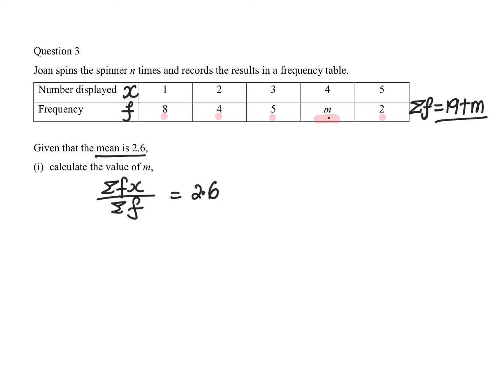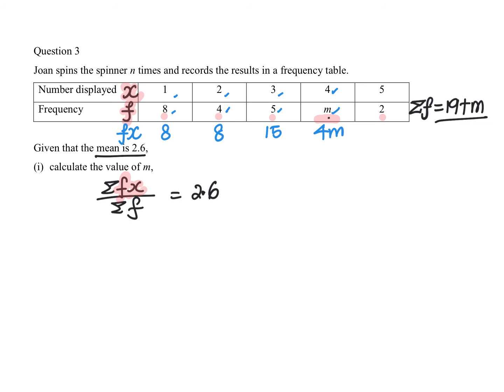So the next value I need to find is f times x, the frequency times the data value. I need to find the total. In this case, I will draw one more column at the bottom and one more row at the bottom for f times x. So 1 times 8 gives me 8. 2 times 4, 8. 3 times 5, 15. m times 4. What is this in algebra? m times 4.